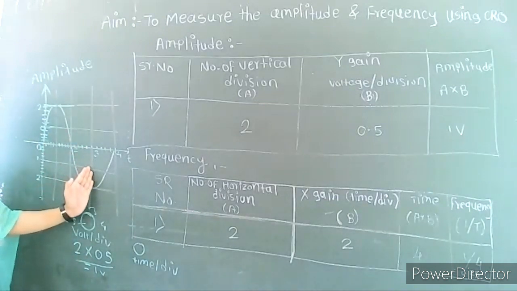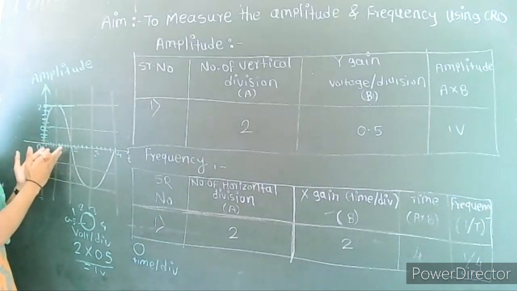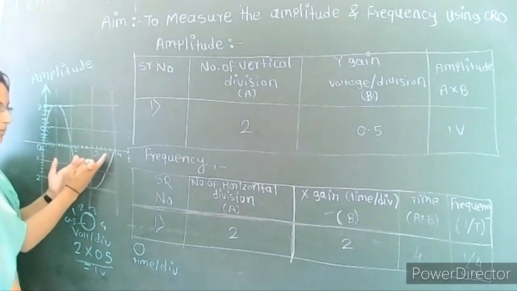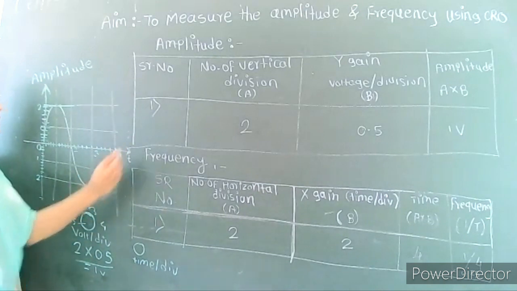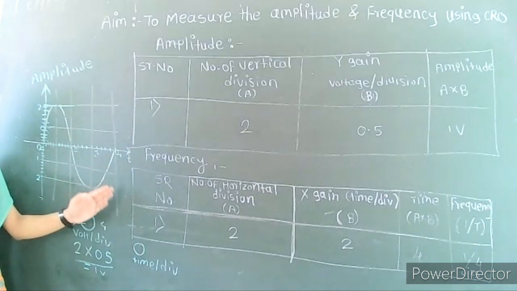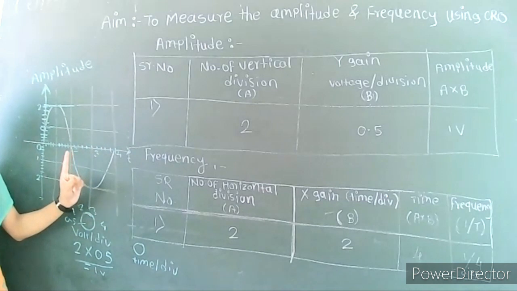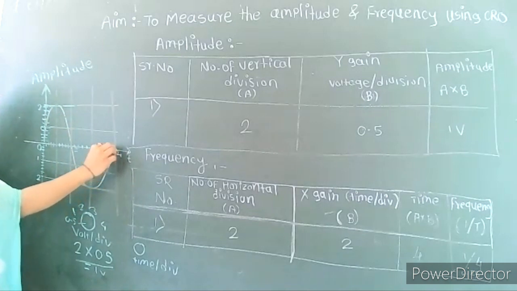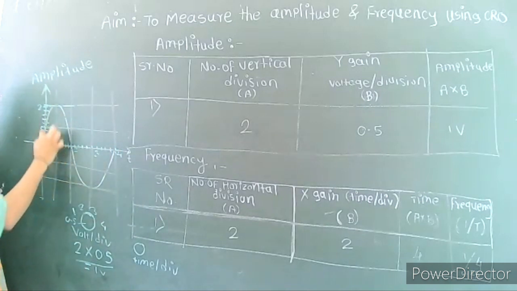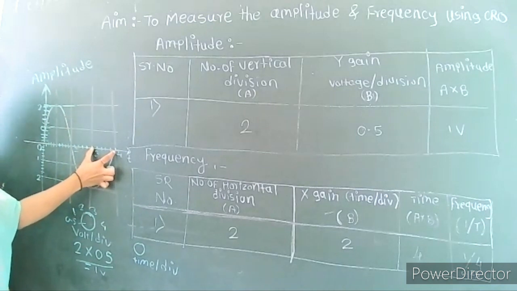Similar is the calculation for time period. To measure the time period, first we have to see how many blocks this waveform contains. But first we have to see what frequency is. Frequency means the number of cycles completed in 1 second. So this is the total complete cycle, and this cycle or waveform contains a total of 4 blocks: this first block, this second block, this third block, and this last block.